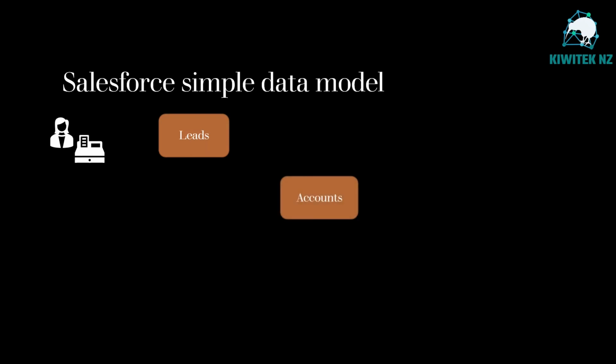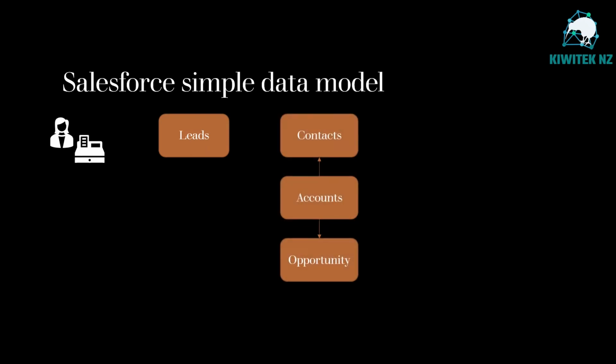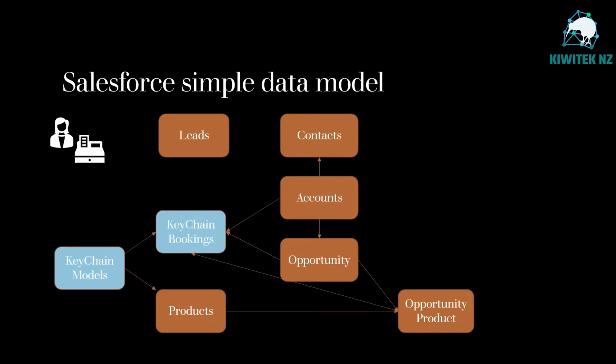It has two custom objects, the keychain model and the keychain bookings. These are the objects that we will create now. As per the business scenario, Jenny has various keychain models in her product portfolio. She accepts bookings from her customer accounts for the available keychain models. This requires us to create two custom objects called keychain models and keychain booking and create relationships between these objects. In this lecture, we will only create the custom objects. The relationships will be addressed in detail in the next lecture.